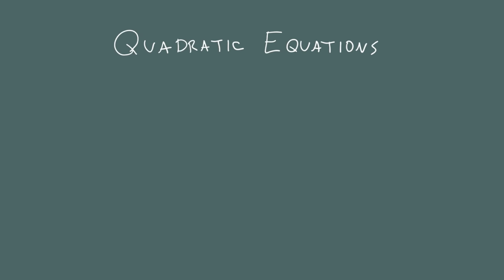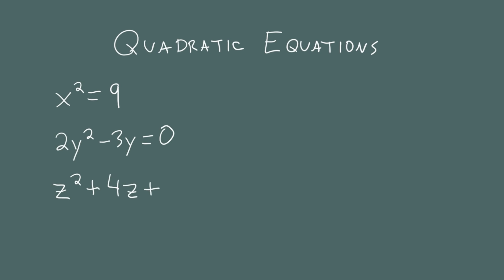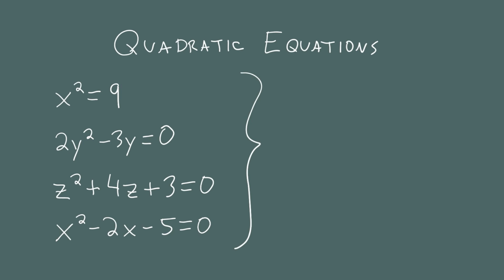And we'll look at several examples. We'll look at x squared equals 9, 2y squared minus 3y equals 0, z squared plus 4z plus 3 equals 0, and x squared minus 2x minus 5 equals 0. Now, what do these equations have in common? Both sides of the equations are polynomials.